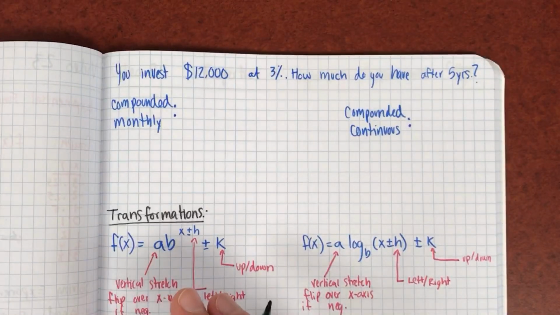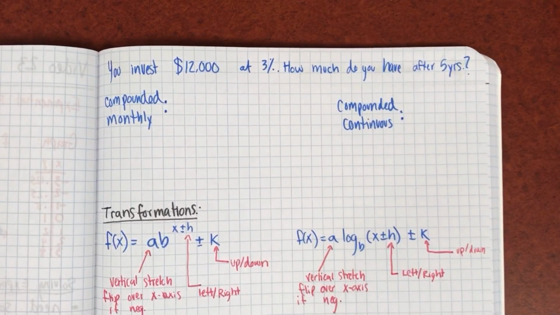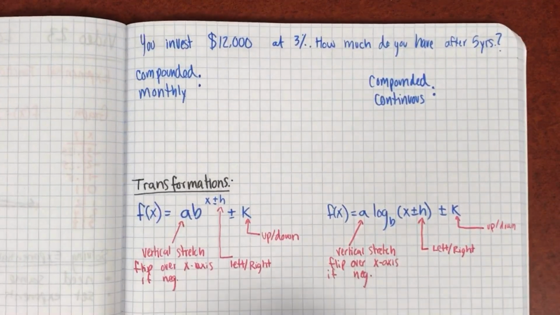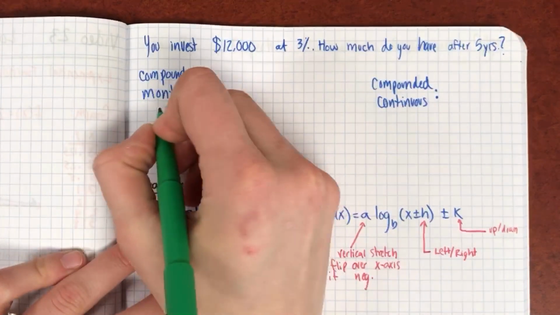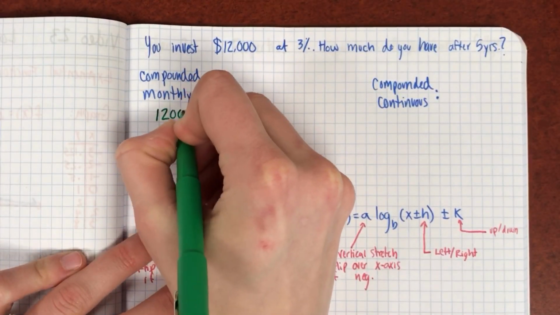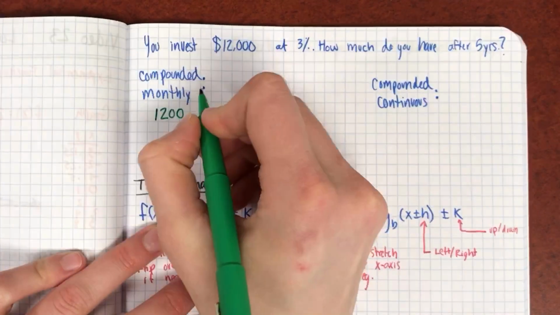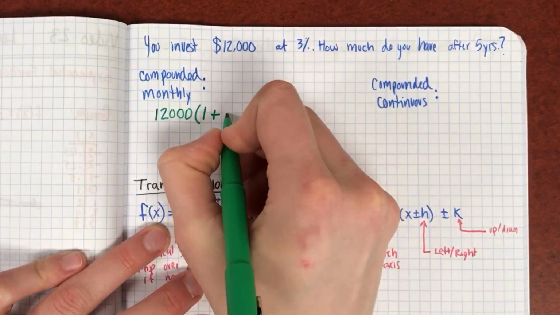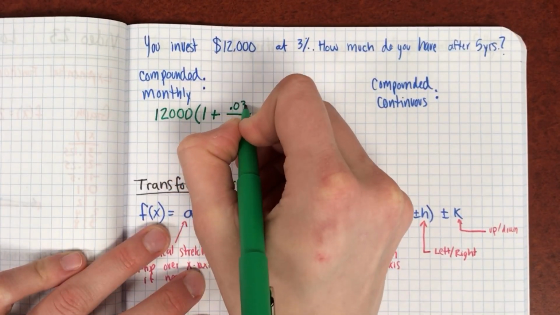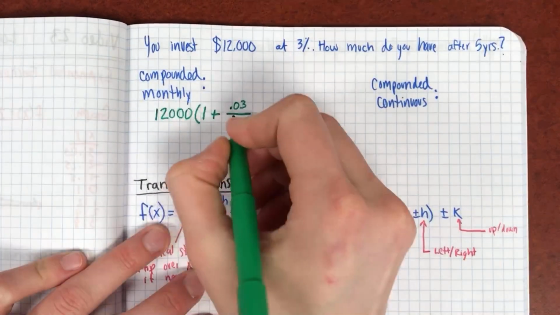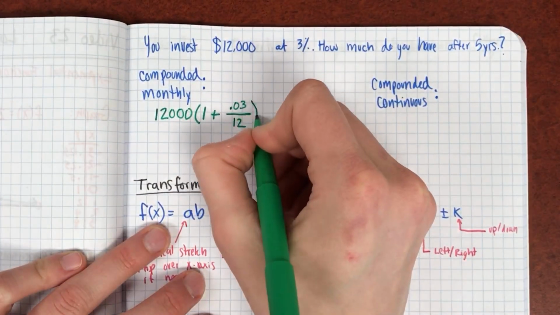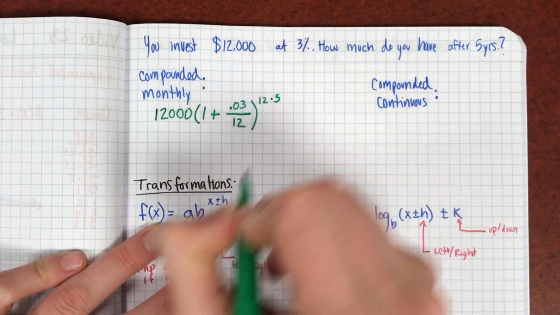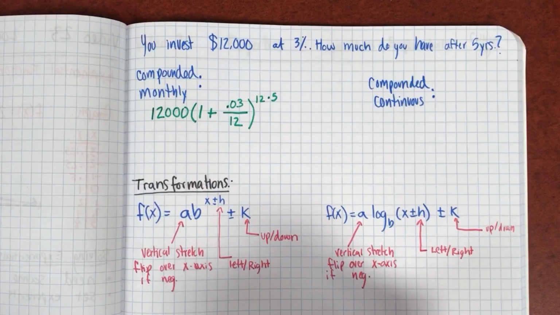All right, so if we do an example problem, we invest $12,000 at 3%. How much do we have after 5 years? So if we were compounding monthly, let's go ahead and write this out. We'd have 12,000, that's our initial amount, times 1 plus our rate, which is 0.03 over 12, since we're compounding 12 times a year, and then to the power of 12 times 5, since we're doing this for 5 years.